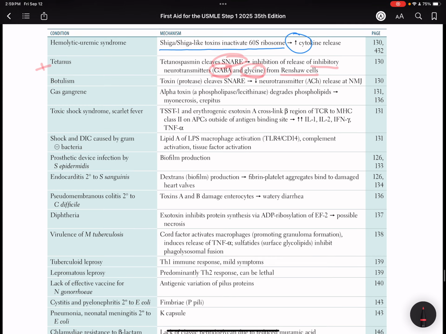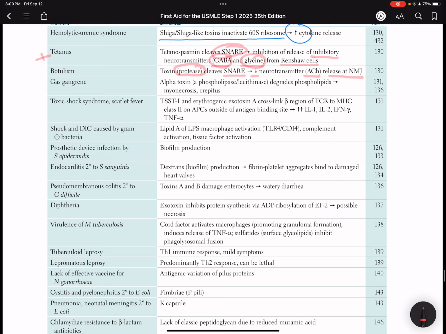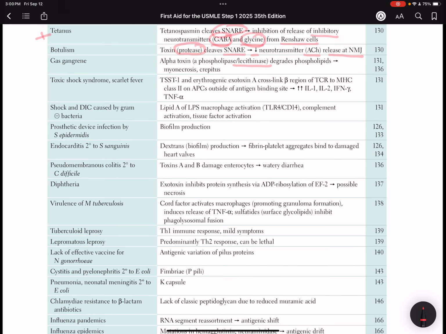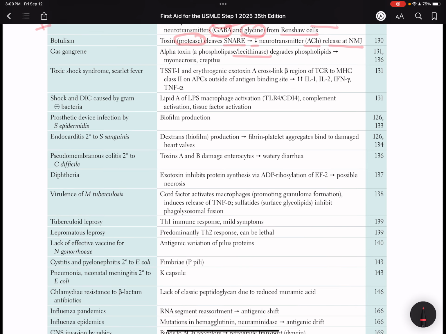So next, very similar mechanism but different is botulism. Botulism is toxin, which is protease. So protease toxin cleaves SNARE, decreases neurotransmitter acetylcholine release at neuromuscular junction. What is gas gangrene? Gas gangrene is alpha toxin, a phospholipase / lecithinase that degrades phospholipids, which leads to myonecrosis and crepitus. What is toxic shock syndrome and scarlet fever?